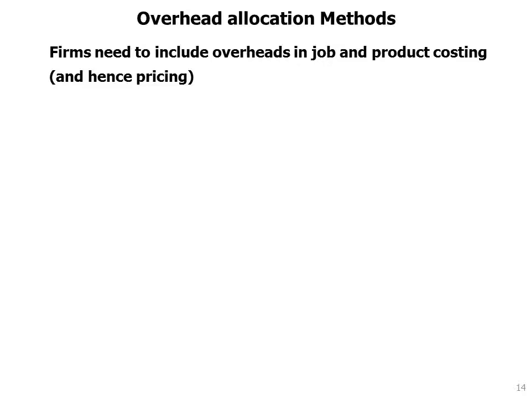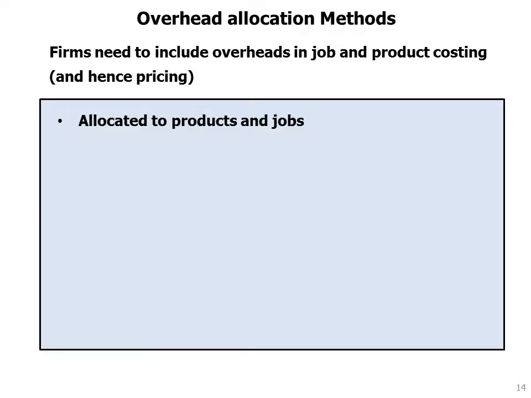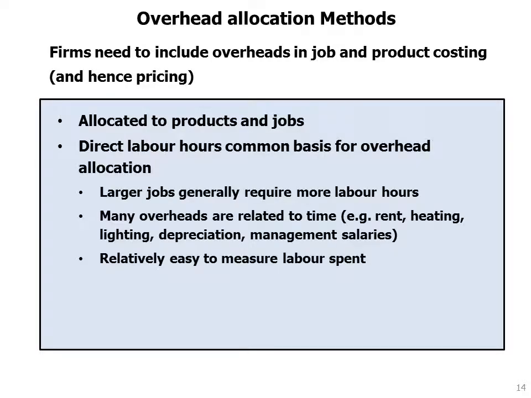Number of different overhead allocation methods. I said I wouldn't spend a lot of time on this. So these overheads will be allocated to products and jobs. Direct labour hours is the most common basis. And the rationale for that is that larger jobs generally require more labour hours, so it would seem equitable to give more overheads to larger jobs.